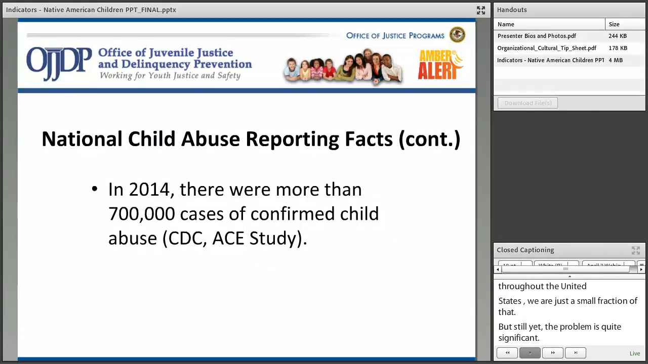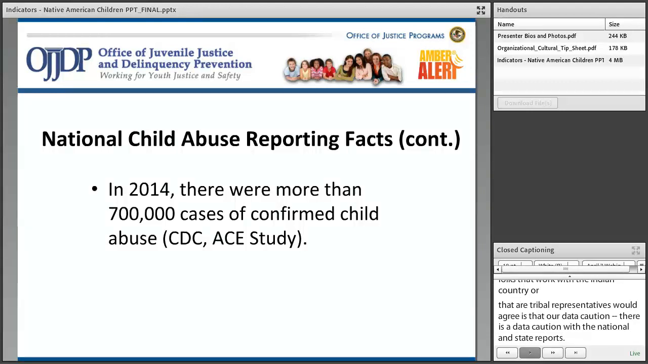So in 2014, according to the CDC, there were 700,000 cases of confirmed child abuse. And I'm going to stop right here and just mention, and I'm sure that those folks that work with Indian country or that are tribal representatives would agree, that there is a data caution within national and state reports. Tribal data filtered through the BIA or other reporting agencies often reflect criminal civil definitions that differ from tribal codes. Some tribal codes have specific child abuse definitions, while others may not. This type of discrepancy causes some data to be unreliable.